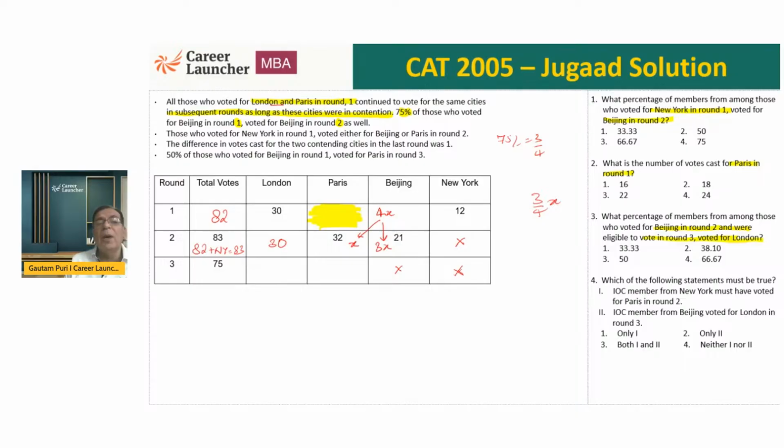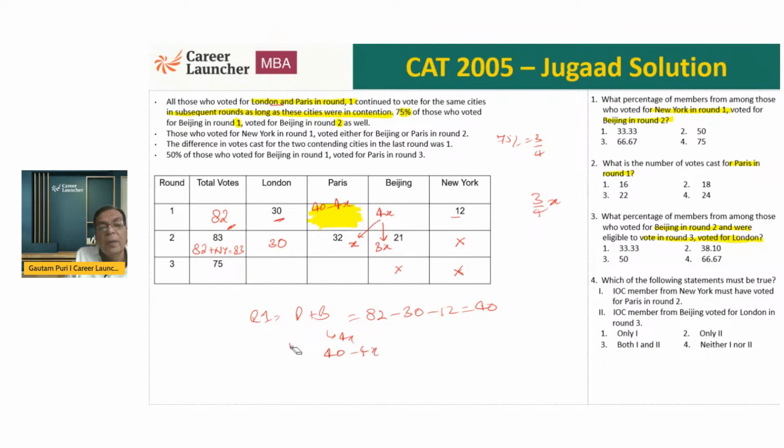What is important for me out here is, when I look at round 1, what is the total number of voters of Paris plus Beijing in round 1? This is 82. 30 plus 12, 42. So Beijing plus Paris should be 82 minus votes of London, which is 40. Okay. So what should Paris be? Paris should be 40 minus 4x. What does that mean? Beijing we have taken to be 4x, so Paris has to be 40 minus 4x.